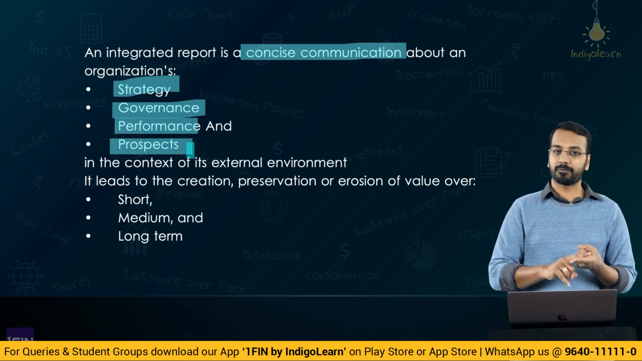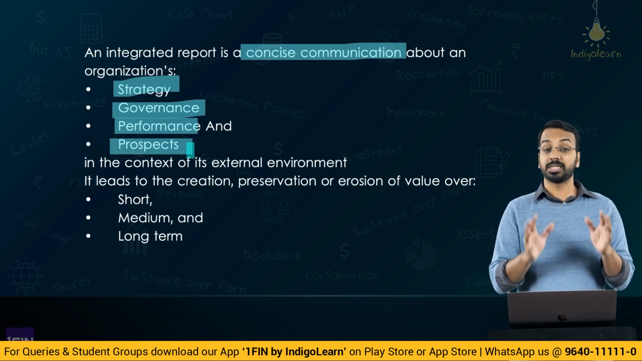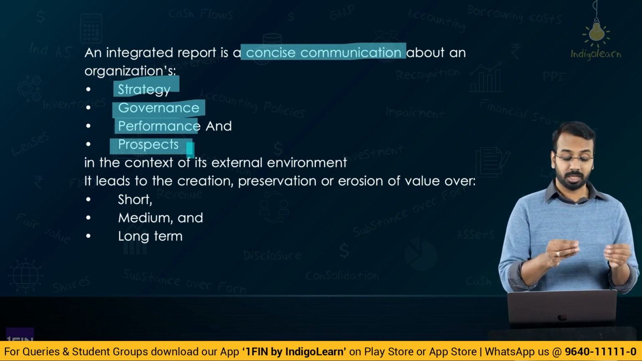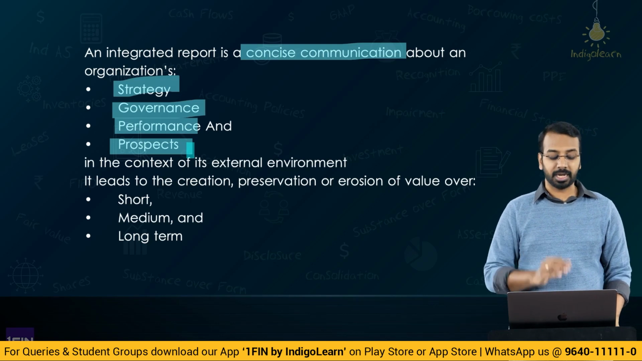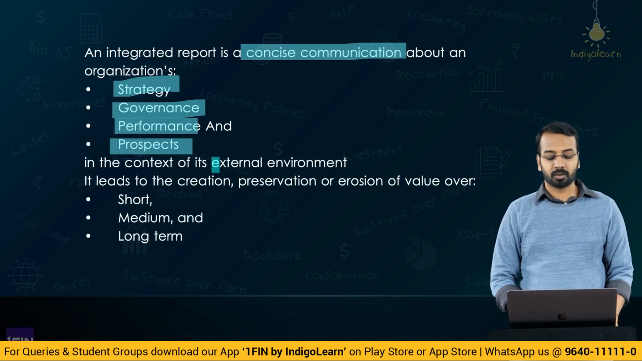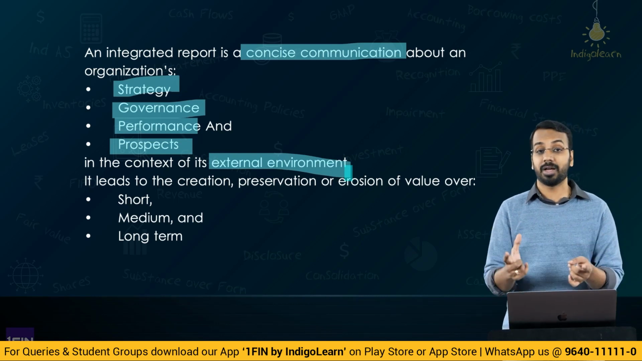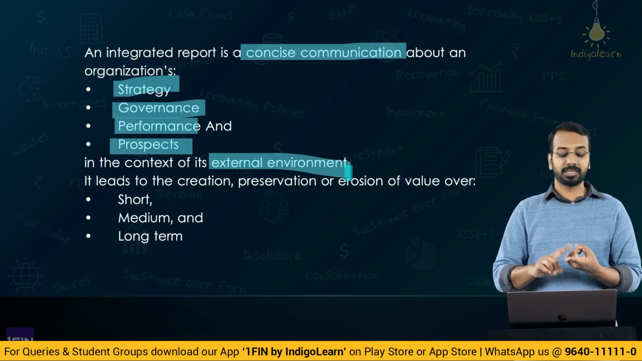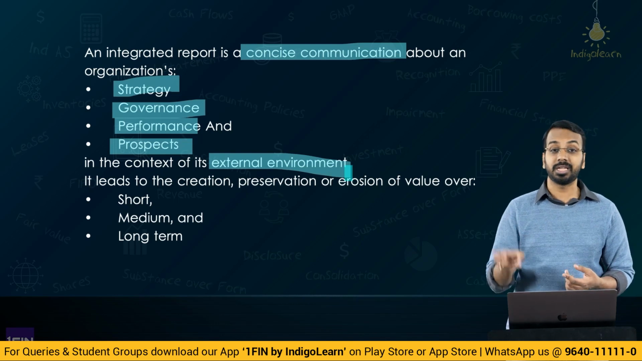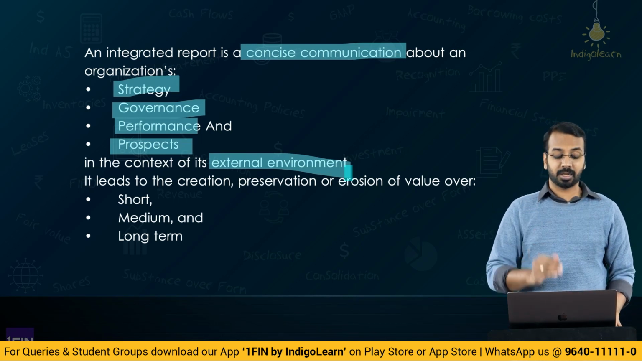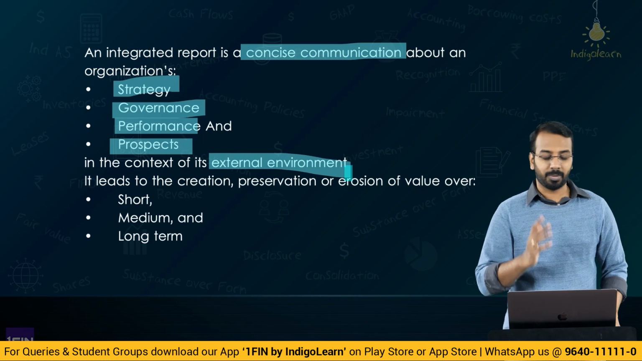Strategy, governance, performance, and prospects. These four things, about these four things, the organization communicates, right? So when they communicate about this, in what context? In the context of its external environment. So if you look at the company and its external environment, within that, what is the SGPP? Strategy, governance, performance, prospect, right? That is communicated in a concise manner.